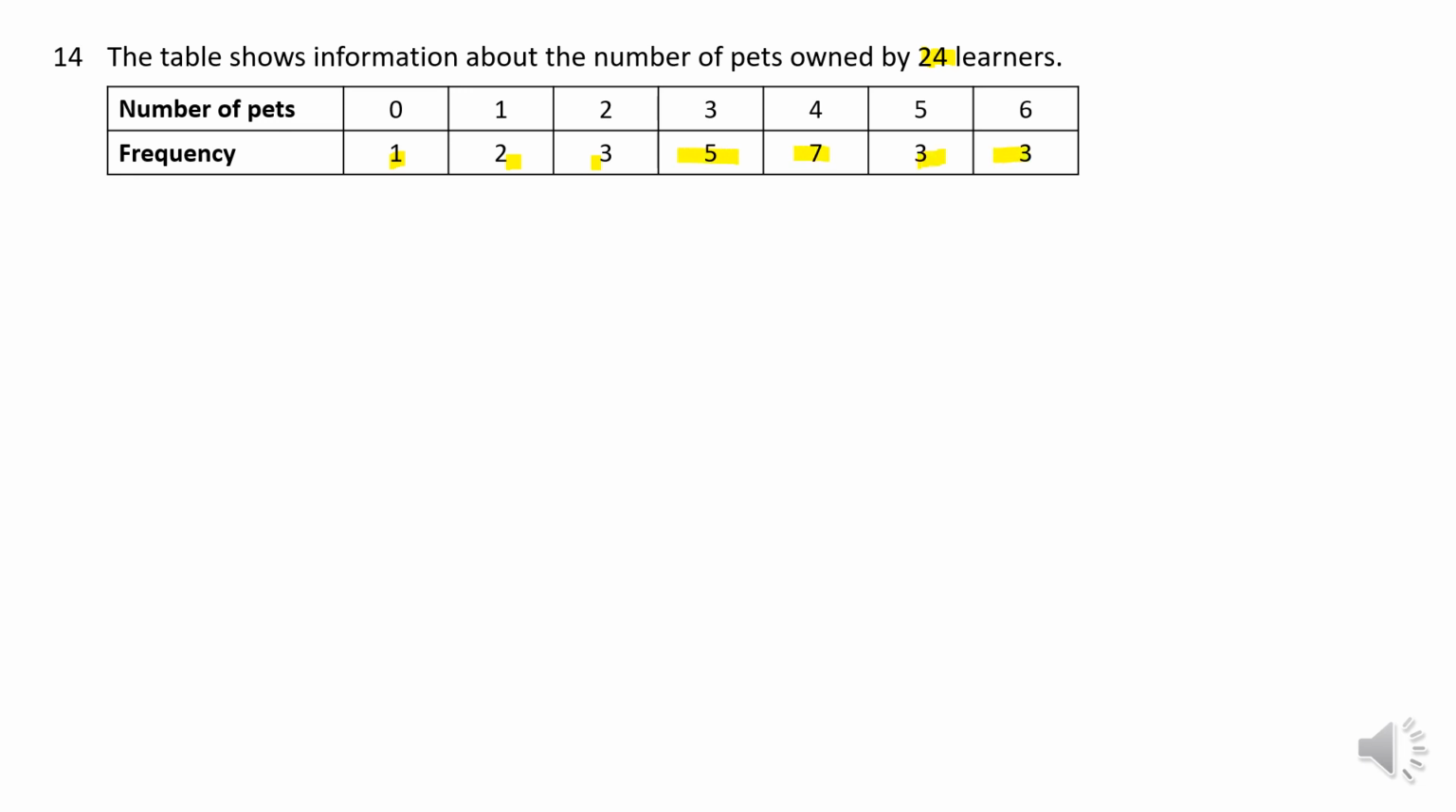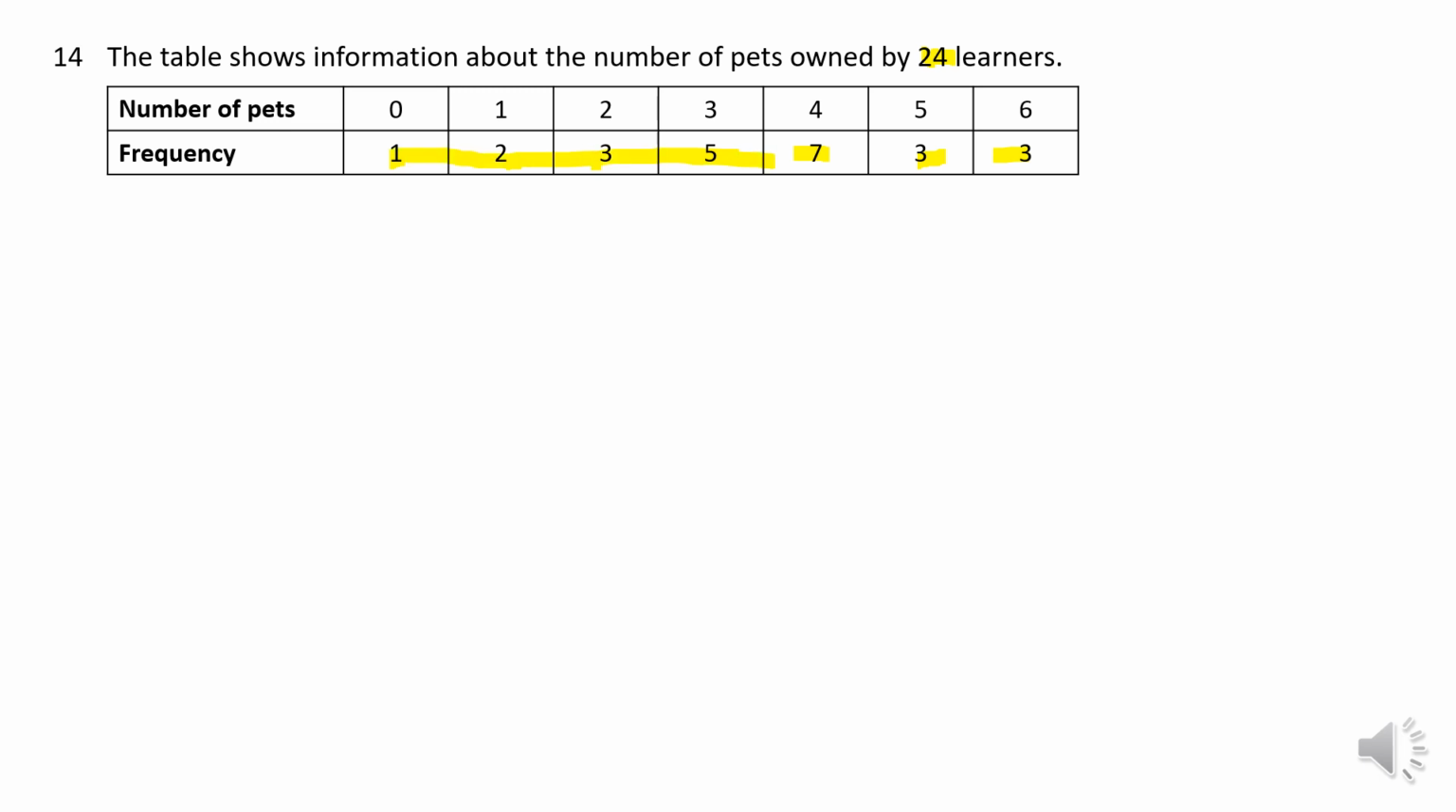Okay, I can help you out. 7 plus 3 is 10. 10 plus 5 is 15. That's 18. That's 20. That's 21. Let me see if I get that correct again. 6, 11, 18, and 18 plus 6 is 24. So I added wrongly. If you add your frequencies here, you get 24.